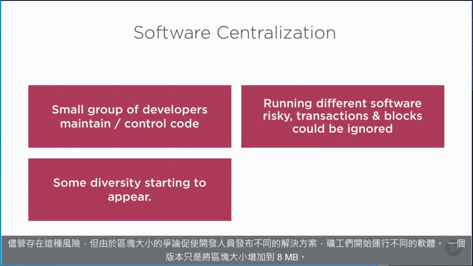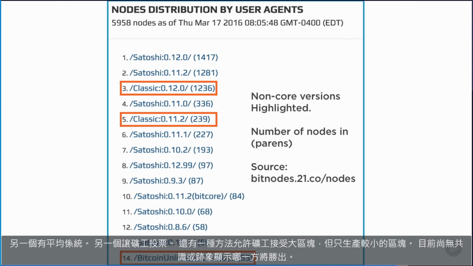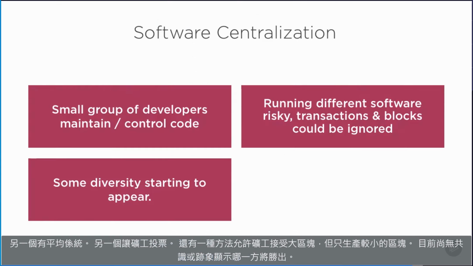Despite this risk, miners are beginning to run different software, as the block size debate has spurred developers to publish different solutions. One release simply increases the block size to 8 megabytes. Another has an averaging system, another lets miners vote, and yet another lets miners accept large blocks but only produce smaller ones. There's currently no consensus or indication of which will win out.